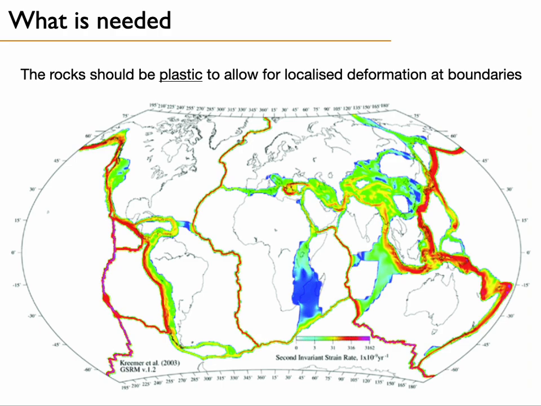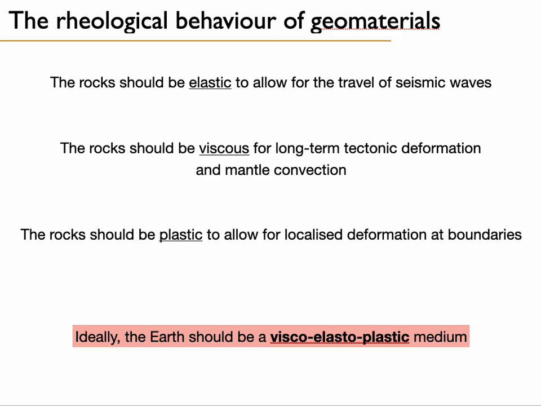Another thing which is needed in terms of rheology: you know that we have plates and that these plates are surrounded by zones of high deformation. Since the deformation is localized into narrow zones in most cases, we also need a plastic rheology. A plastic rheology is a mechanism that will allow the localized deformation at plate boundaries. So one needs elasticity, one needs viscosity, and one needs plasticity. So the Earth should be a viscoelastoplastic medium.